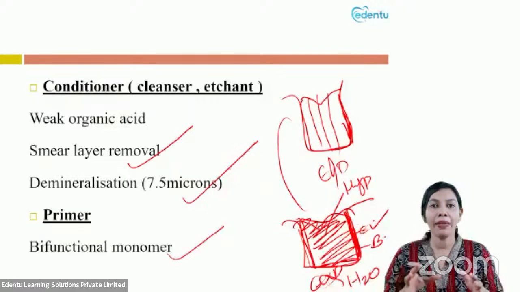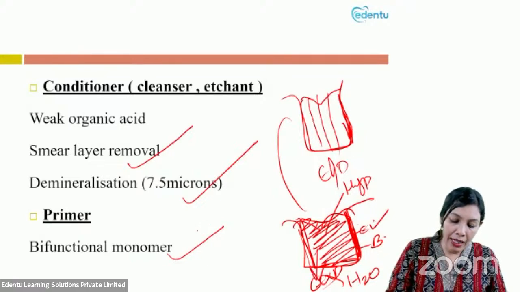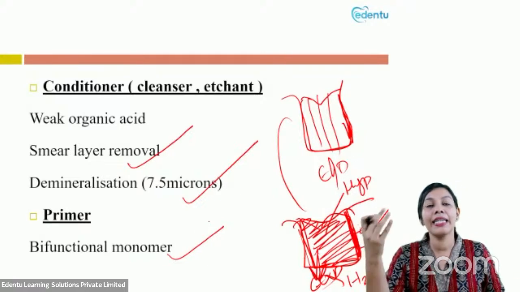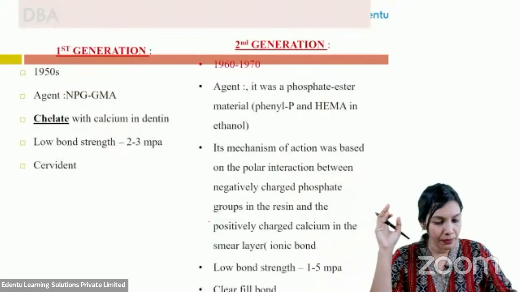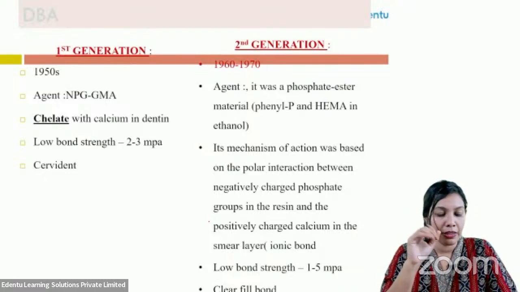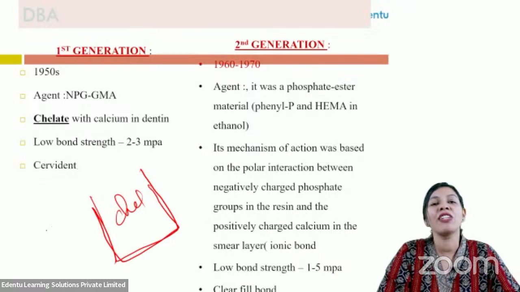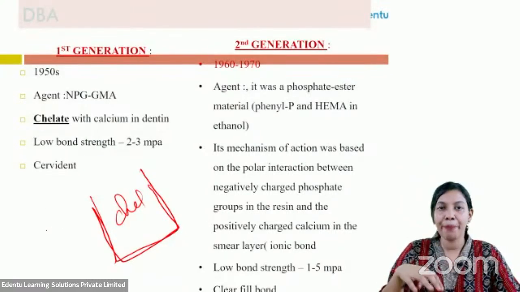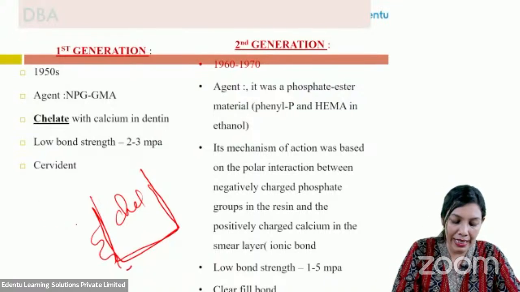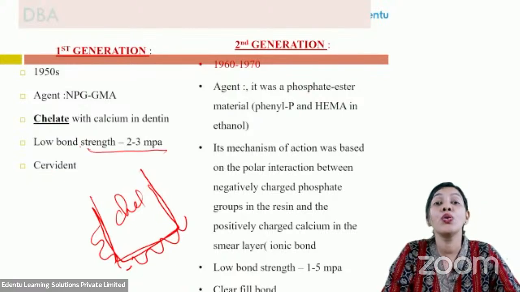Hope you understood. Primer, as the name suggests, is a bifunctional monomer that attaches on one side to the water-loving enamel and dentine, and on the other side to the composite. Now we need to know the main difference between each generation. In the first generation, it chelated with the calcium in dentine, and it did not have much bond strength. That is, much depth of penetration of the composite was not seen. It just chelated with the calcium. That made it a low bond strength of 2 to 3 MPa.